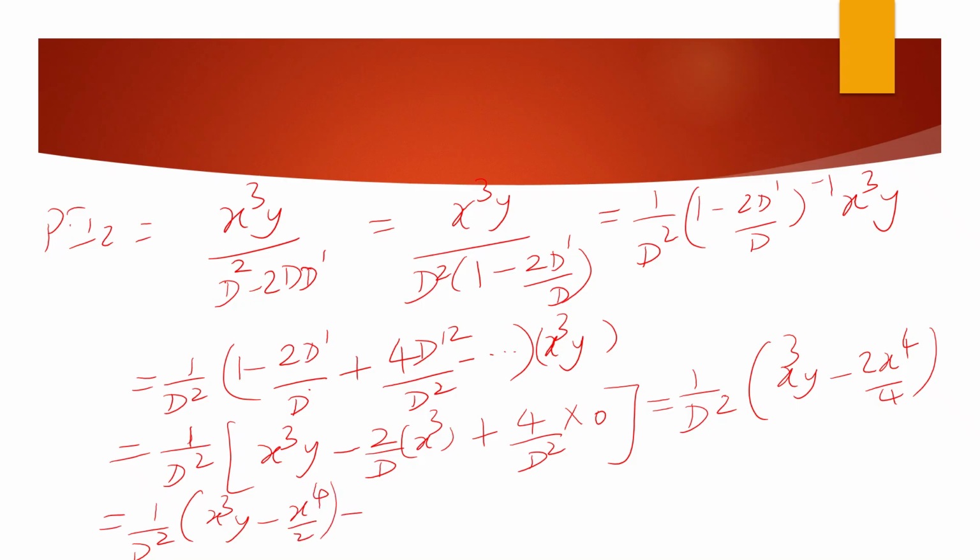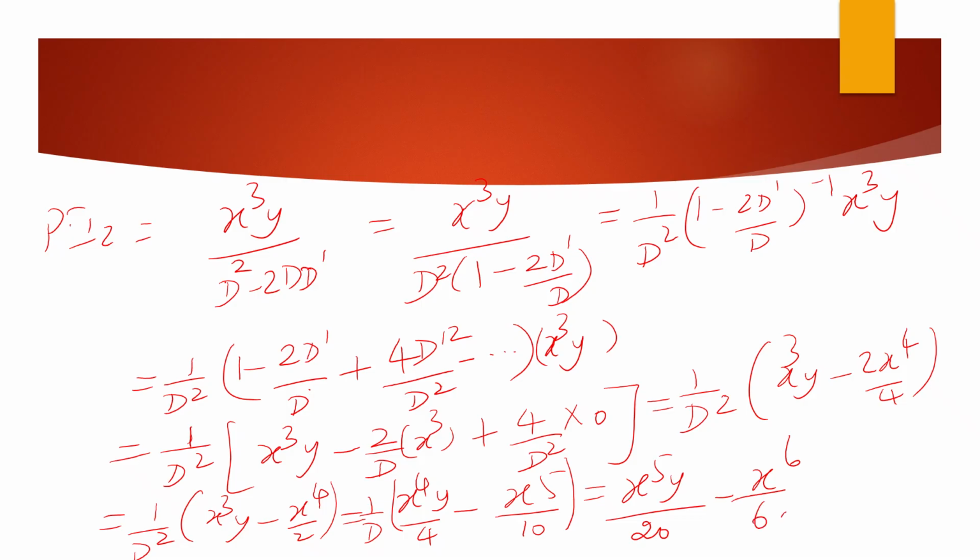So now we have to integrate this with respect to x twice. We get x power 4 y by 4 as the first term when we integrate this once with respect to x, and the second term is x power 5 by 10. Again we have to integrate this with respect to x because we have 1 by D. Integrating again with respect to x, we get x power 5 y by 5 fours are 20, plus x power 6 by 60. So this is our particular integral 2. Finally we can write our complete solution, that is CF plus PI1 plus PI2. That's it.